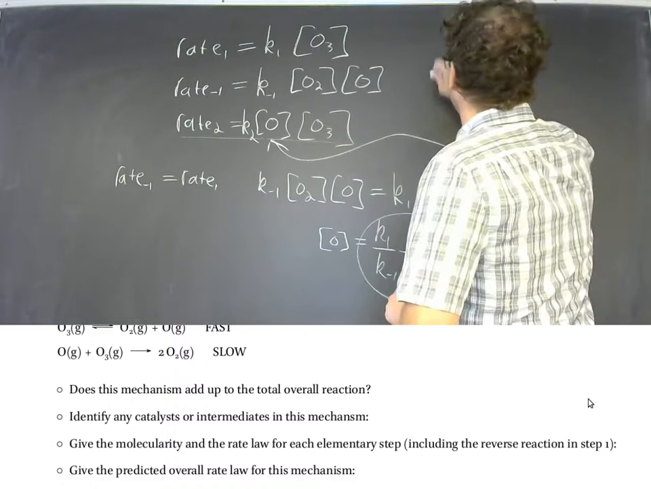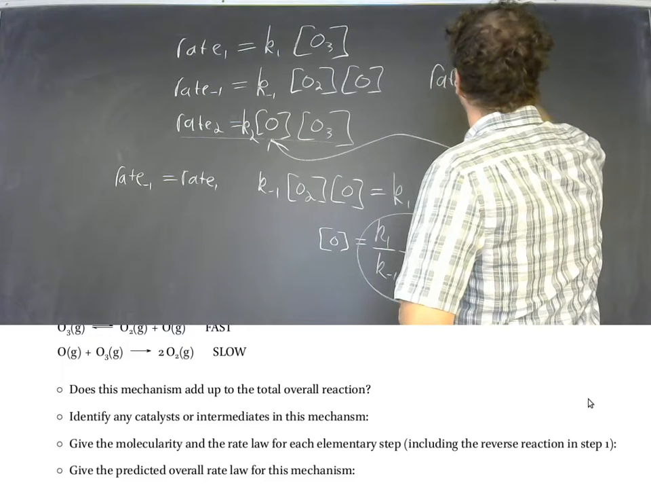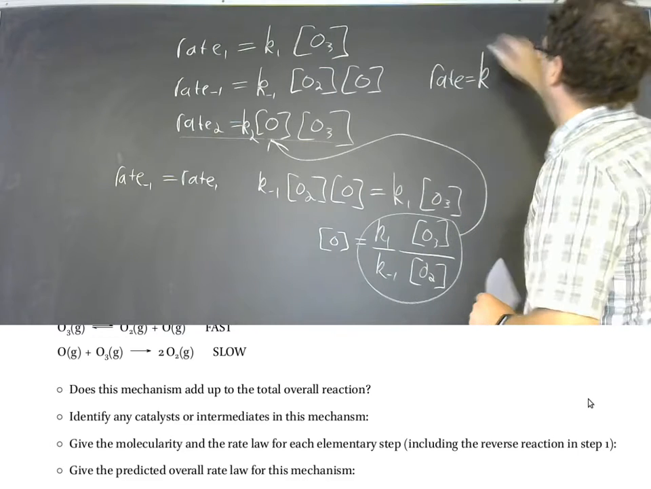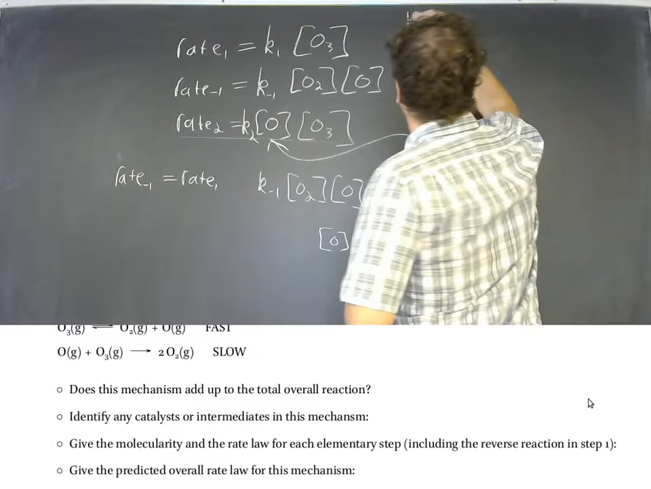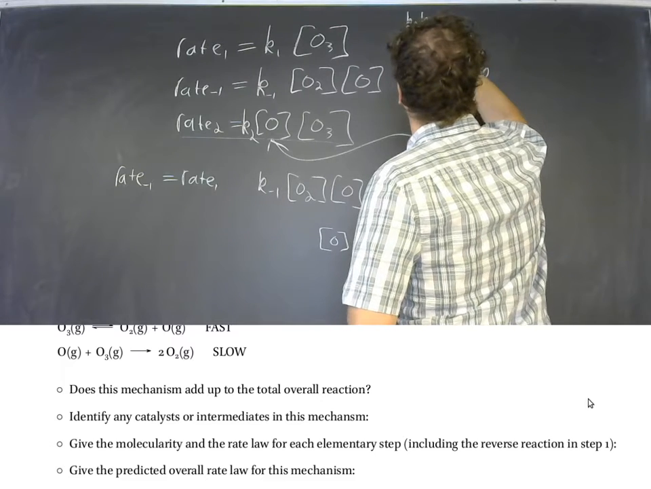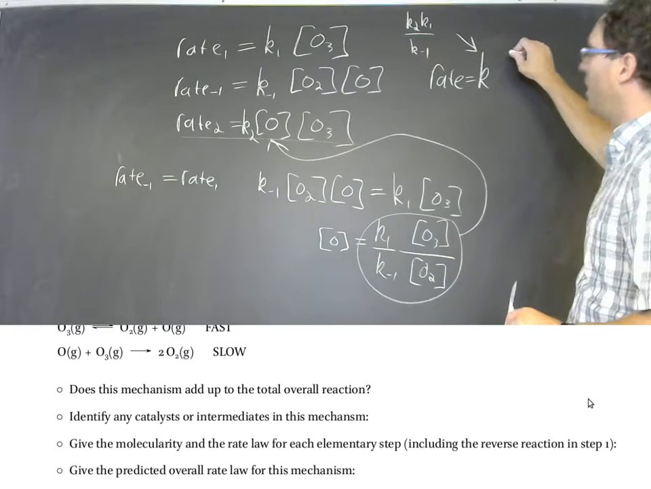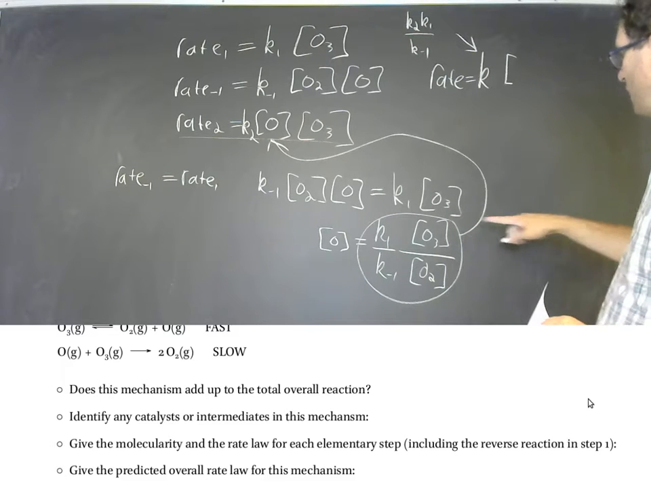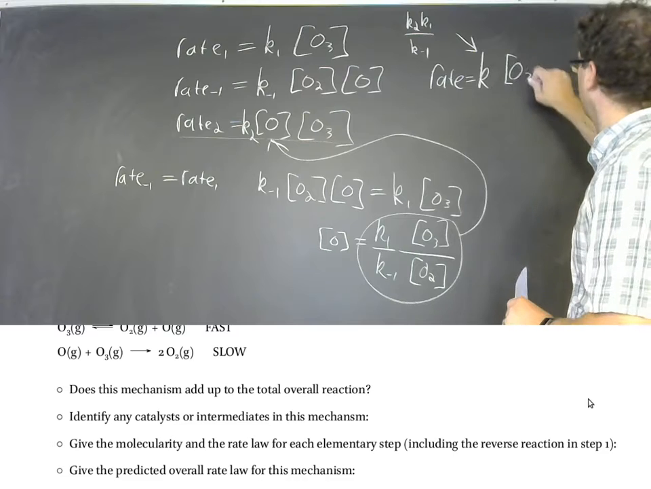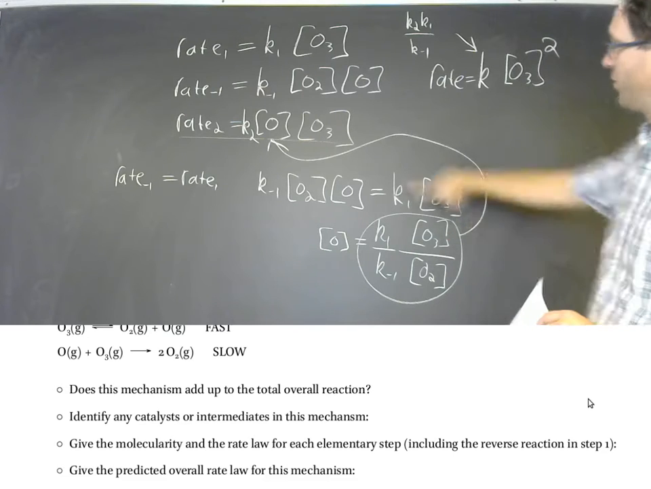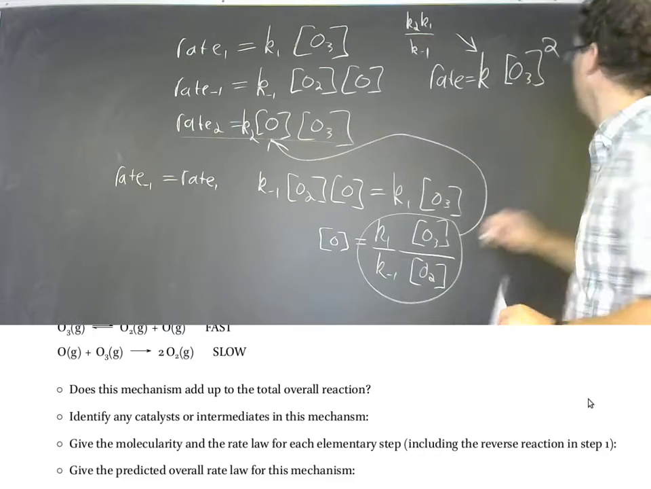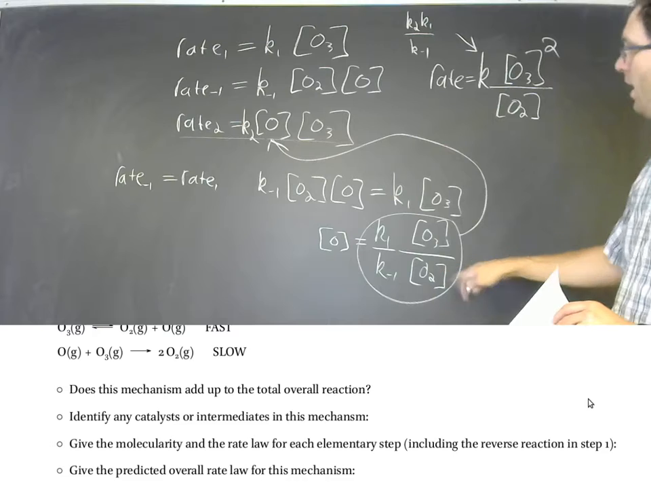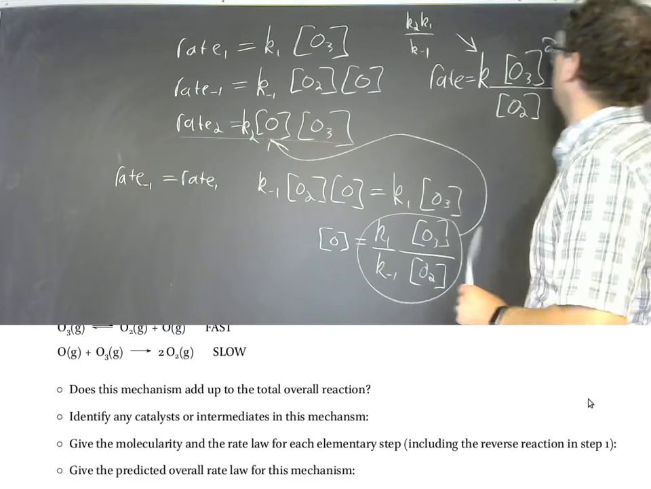And what we'll end up with is that the overall rate is equal to the observed k, which is k2 k1 over k-1, times the concentration of O3 squared, because this O3 combines with that O3, divided by the concentration of O2, which comes from there. This is the overall rate law.